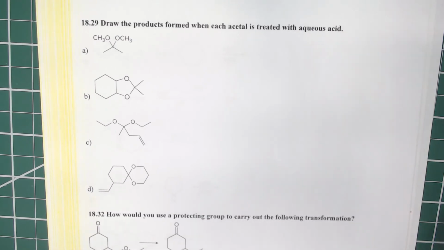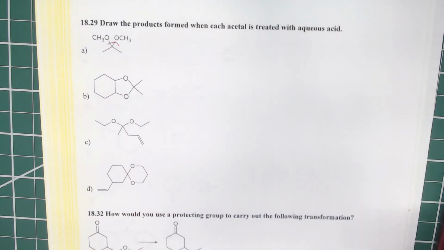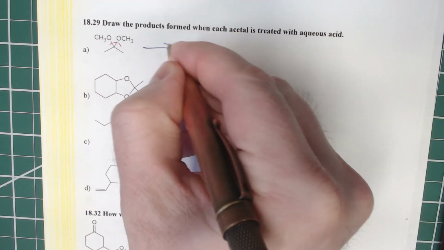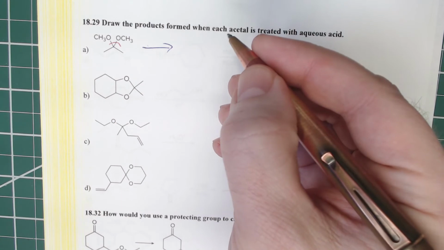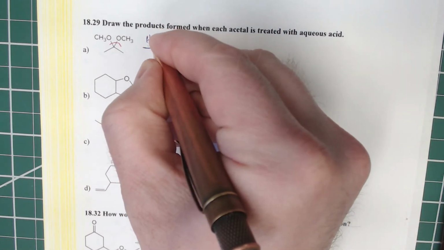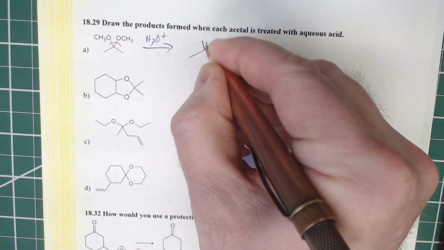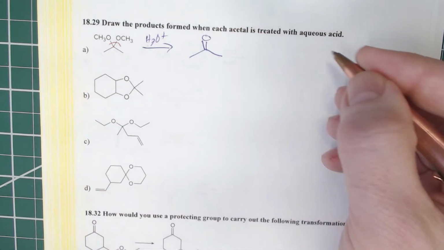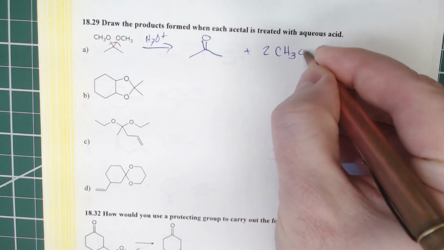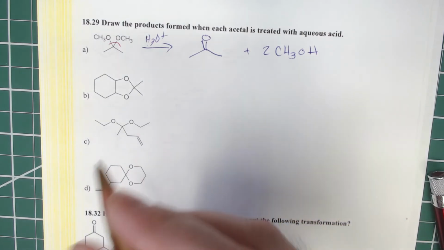So let's look at number 29 and go through this process. So again, you're looking at it and say, there's the carbon with the two oxygens. So if I can just imagine kind of cutting that, and so when we do that, we treat that with the aqueous acid, and I'll just put H3O plus. We are going to get acetone, which is the carbonyl there, plus 2 CH3OH. So you'll get that.